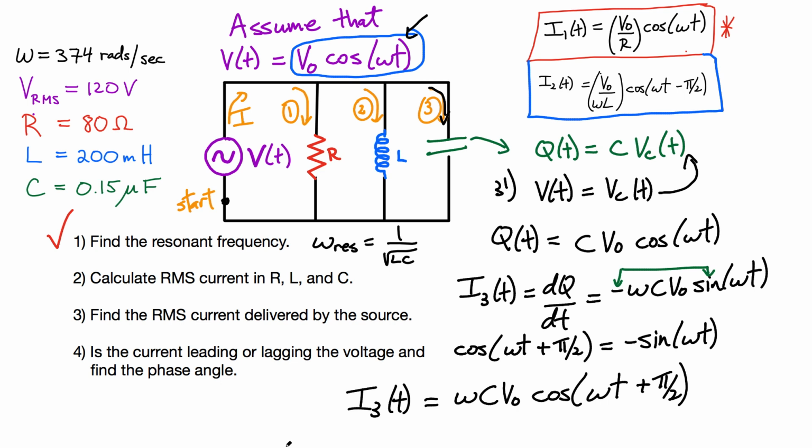All right, now let's put it all together. We know the current through each branch. What I want to do now is find the total current going through this power supply.